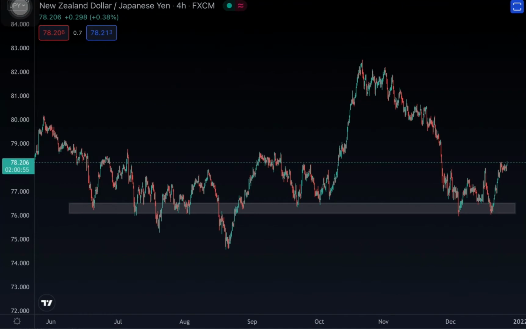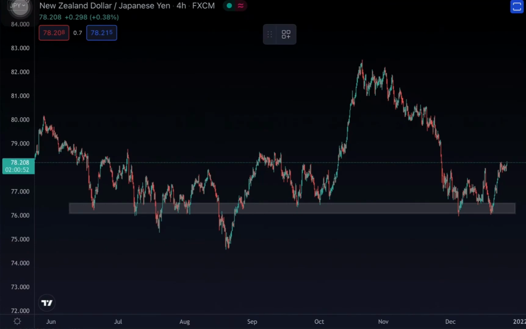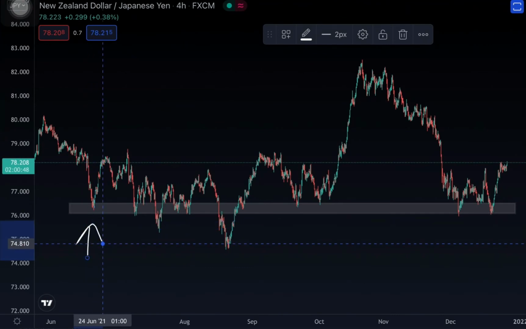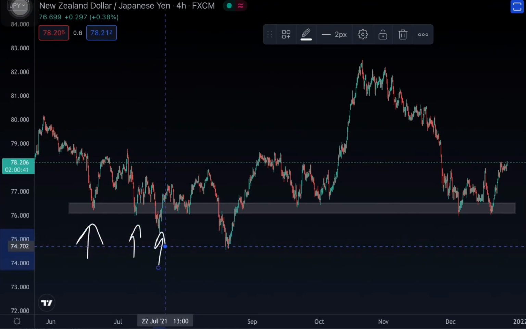So this can be a great support zone. You know why? Because price in here had a push. In here, another support. In here, price had a fake out. That is good, because that's the reason this zone that I drew exists.